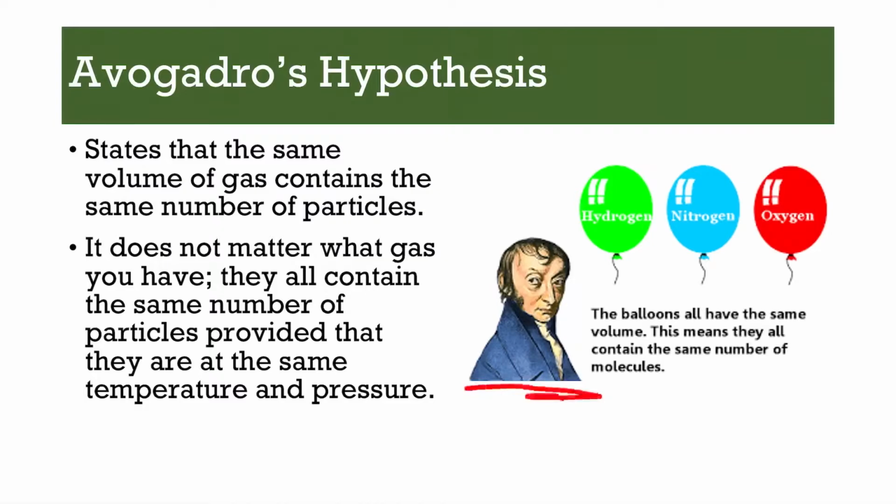So that's what he did. And he also had his hypothesis. So Avogadro's hypothesis states that the same volume of gas contains the same number of particles. So it doesn't matter what gas you have, they all contain the same number of particles, provided they're at the same temperature and pressure. So most of the time you'll probably see it at STP. Again, doesn't matter really for us, but they're all the same. So basically what he's saying, all these balloons are the same size, they have the same volume. So he's saying they have the same volume, so they're going to have the same number of molecules.